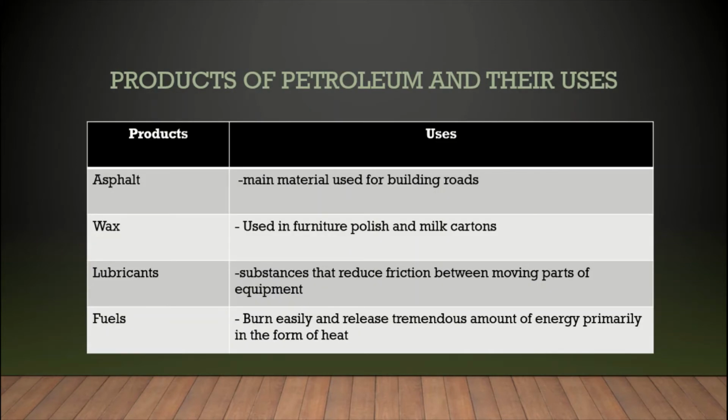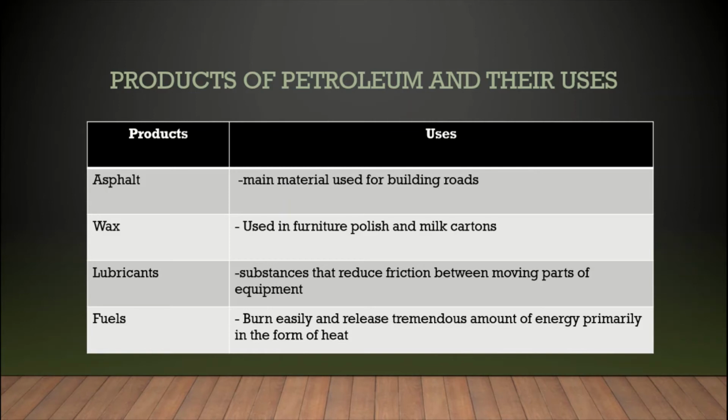And also here we have products of petroleum and their uses. So the following are some of the major products of petroleum. These products can be processed and produced into simpler products. For example, we have here asphalt, wax, lubricants, and fuels. So for asphalt, the main material used for building roads. One product that comes directly from petroleum. So that is directly from petroleum, the asphalt roads.